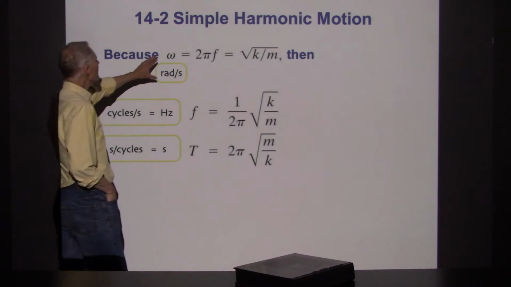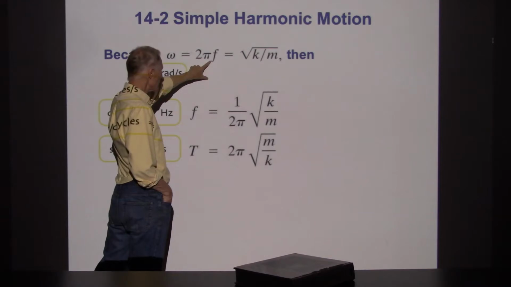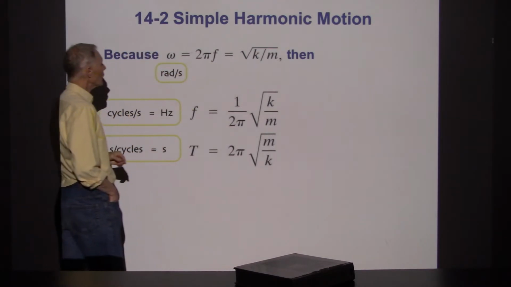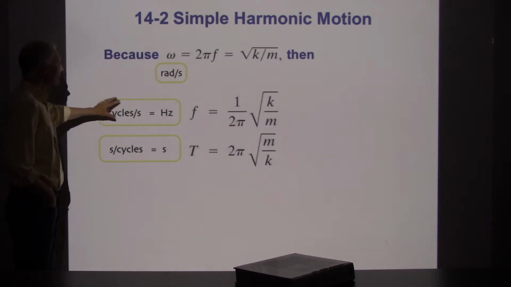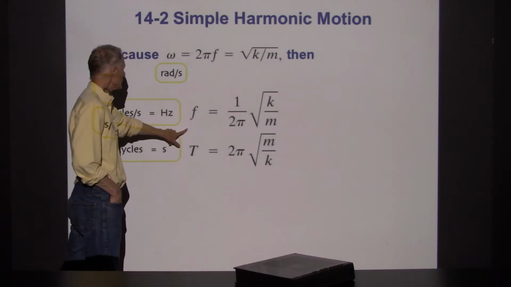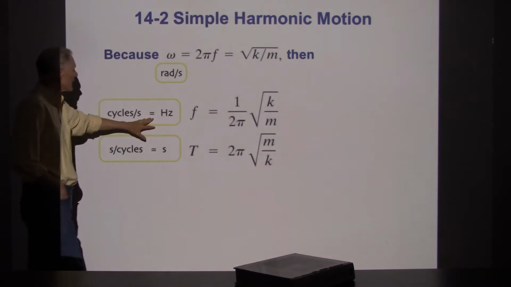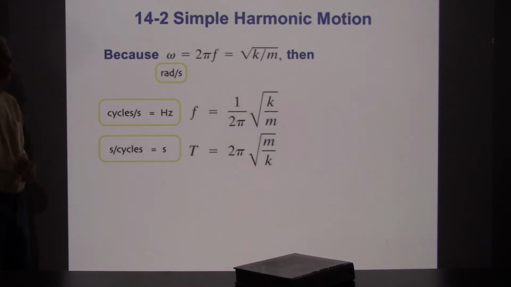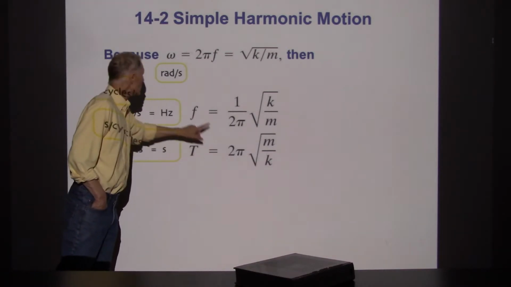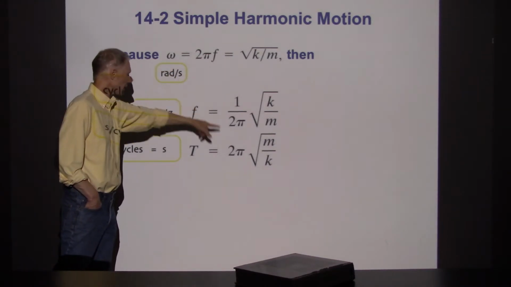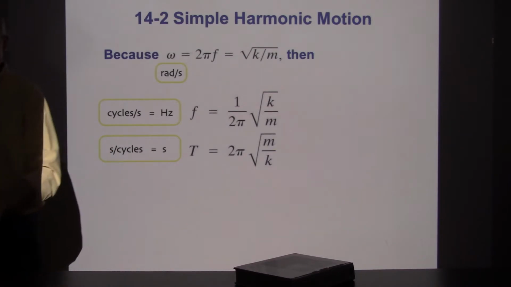All right, let's see. Omega can be represented as 2 pi f, where f is the frequency, and that's going to be equal to the square root of k over m. The omega is going to be in units of radians. Now, if we work in terms of frequency, that's going to be omega divided by 2 pi, and that's going to be in hertz, which indicates cycles per second. And then finally, the period of the oscillations is going to be 2 pi divided by omega, and that's going to be in seconds per cycle, or more commonly, it's just listed in terms of seconds.